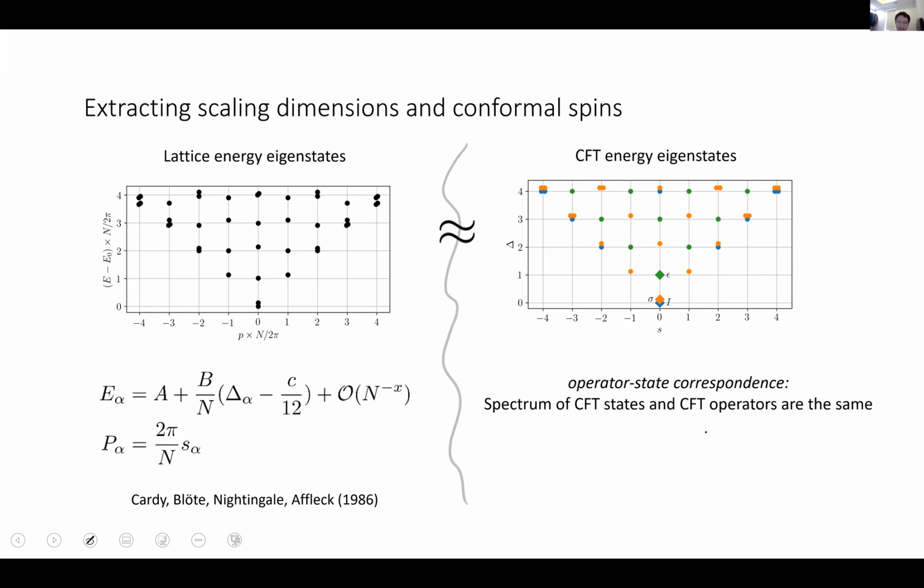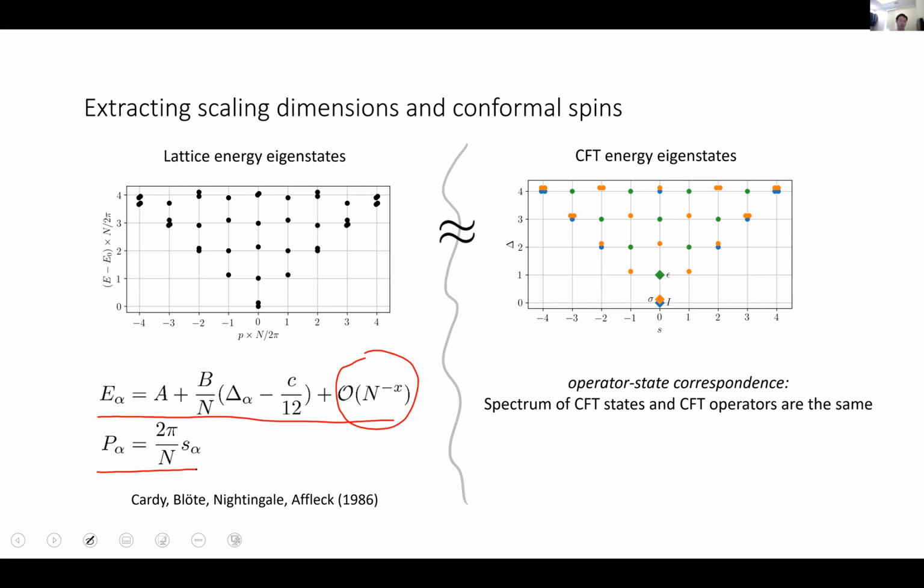Okay, so Cardy, based on this operator-state correspondence, proposed that the left-hand side should be related to the right-hand side by the following formula. The first equation relates the energy with the scaling dimensions. As we can see, it's linear, up to some finite-size correction. This term is the finite-size correction, with x larger than 1, and this term will die off as you have larger and larger system size. And the momentum equals the conformal spin times 2 pi over N.